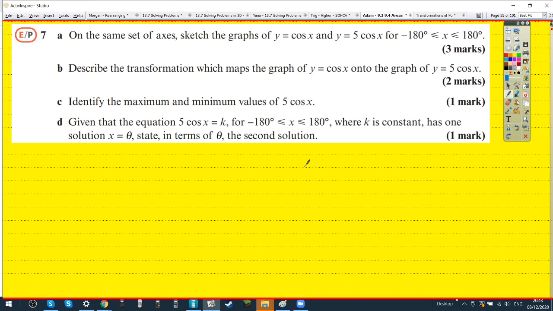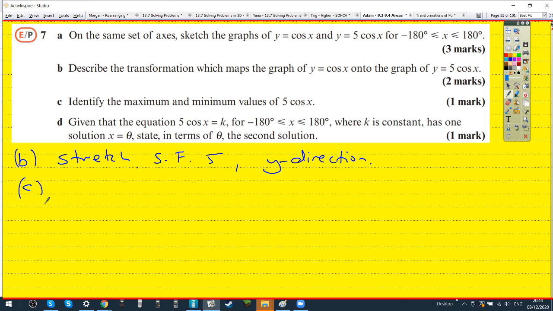Okay. So it's a stretch. Yep. Scale factor of 5. Yep. And it's reflected in the y-axis. Not reflected, just. Oh, sorry. Direction in the y-axis. Y direction. Yeah. No axis. C. Would the maximum be 5? Yep. And the minimum be minus 5? Yep. Let's see.